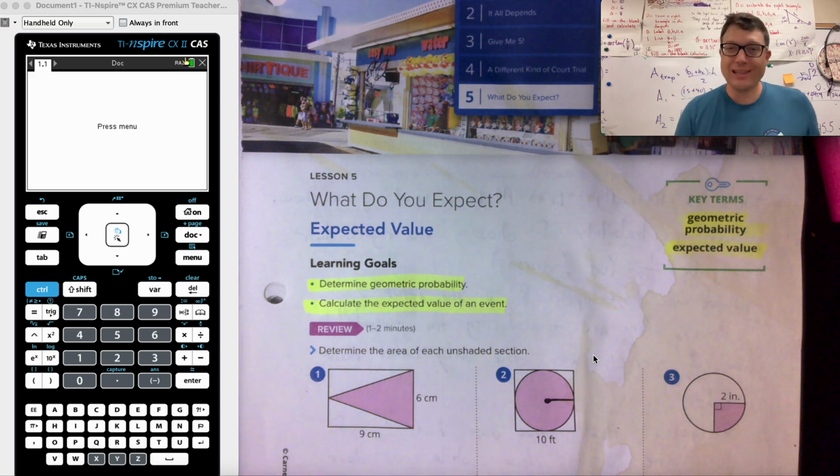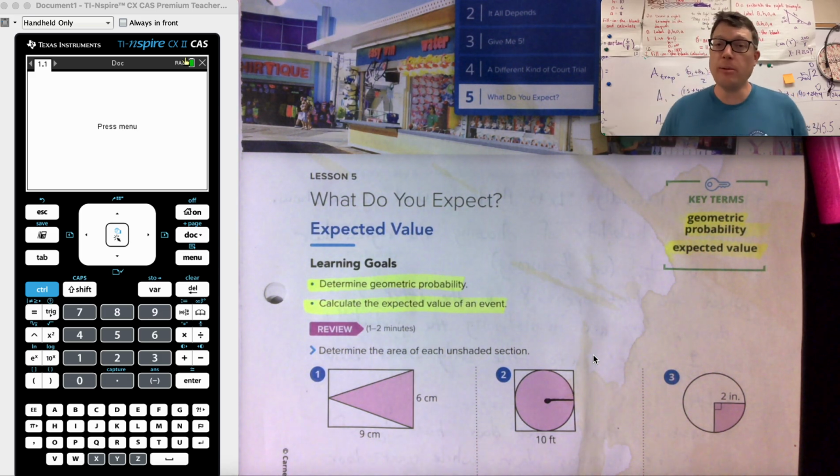First part of our last lesson, lesson 5, talking about expected value. We're going to do some calculations with geometric probability, end of a geometry sequence, that kind of makes sense. And then lastly, what it means to have an expected value of an event. It's along the lines of how you would contemplate how many times do I have to play the slot machines until I start getting payouts. And spoiler alert, it's a lot.